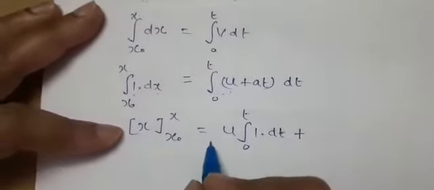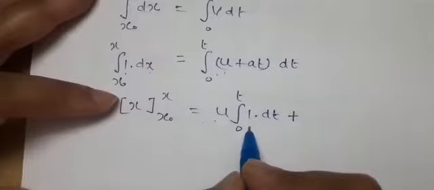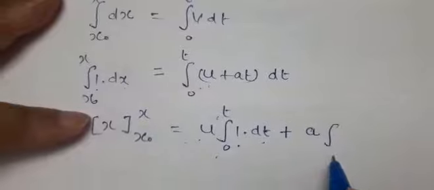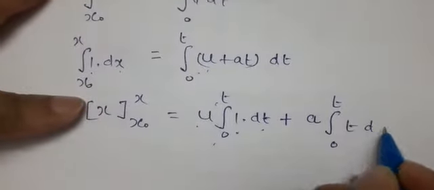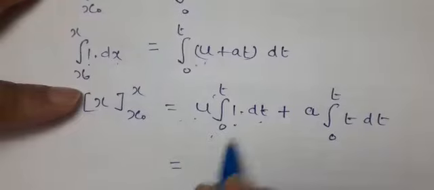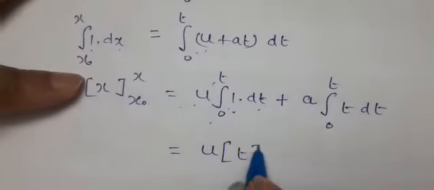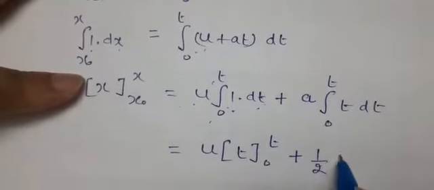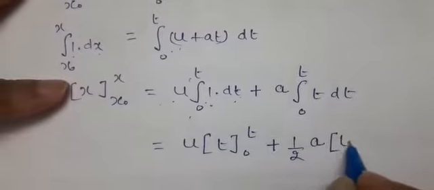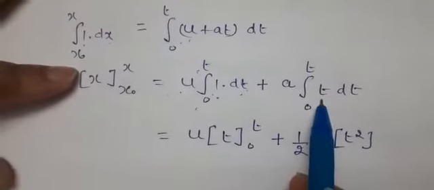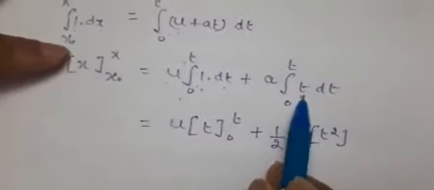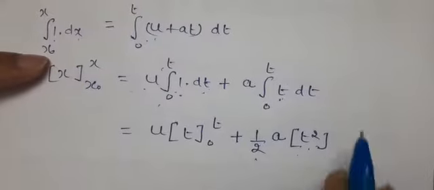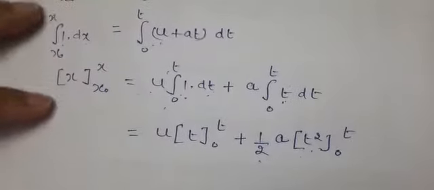Here u is a constant, the initial speed. So integration of 1 with respect to time within the limits, plus the second term, acceleration, that is constant. So integration of t with respect to t. On the right hand side, this will be u into t within the limit 0 to t plus half a t square. Why? Because when we integrate t, this will be t raised to the power 1 plus 1 divided by 1 plus 1, that is 2. And now limits of integration are from 0 to t.